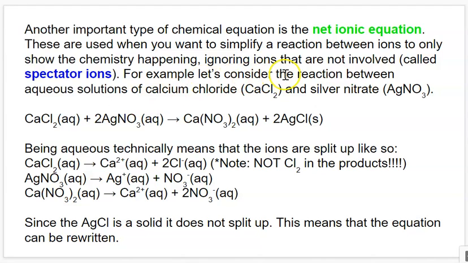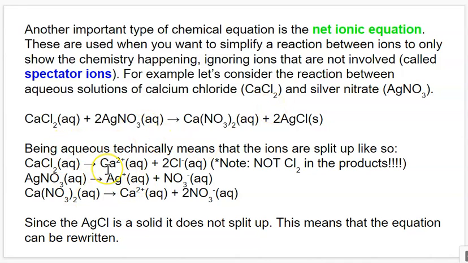Let's consider the reaction between an aqueous solution of calcium chloride and an aqueous solution of silver nitrate. So we have our CaCl2 aqueous combining with AgNO3 aqueous. It's going to be a 1:2 ratio. That's going to form calcium nitrate aqueous and solid silver chloride. And we're going to form 2 of those.